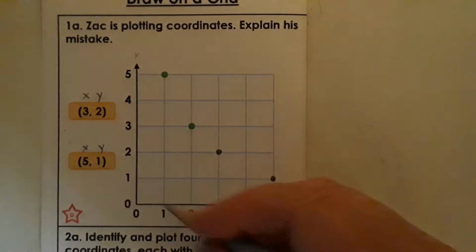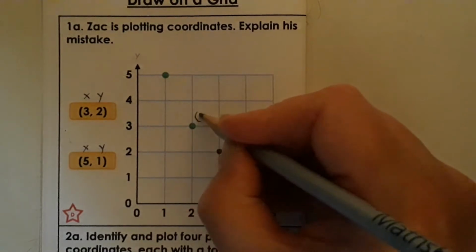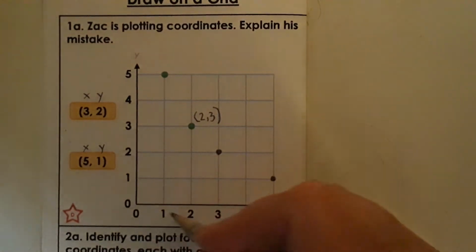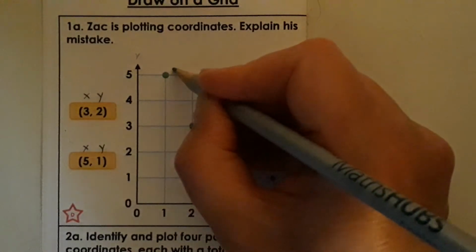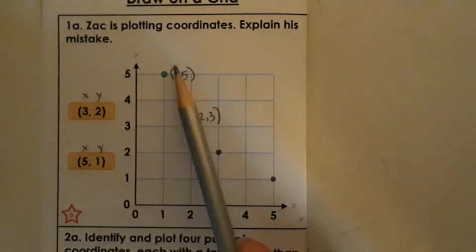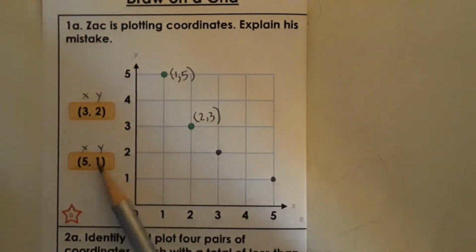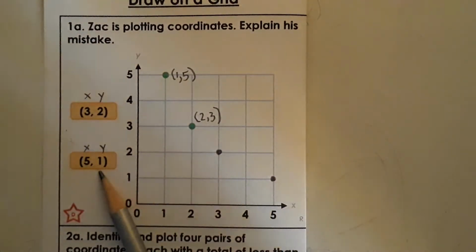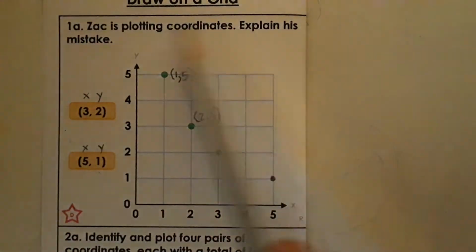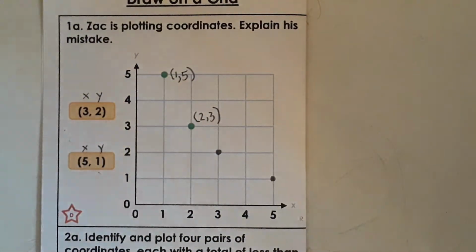I'm now going to look and see what's happened. Here is come along 2, up 3, and this one is come along 1, up 5. So here I think you will be able to explain what mistake this person has made. Make sure you do that. You could stick this in your book and then write the explanation at the side.